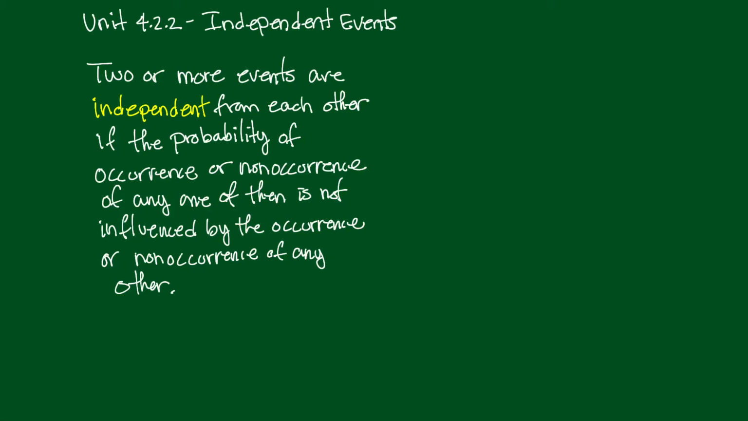In this section, we're going to take a look at independent events, and here's the definition. Two or more events are independent from each other if the probability of occurrence or non-occurrence of any one of them is not affected in any way by the occurrence or non-occurrence of any other. We can do an example to make that clearer.